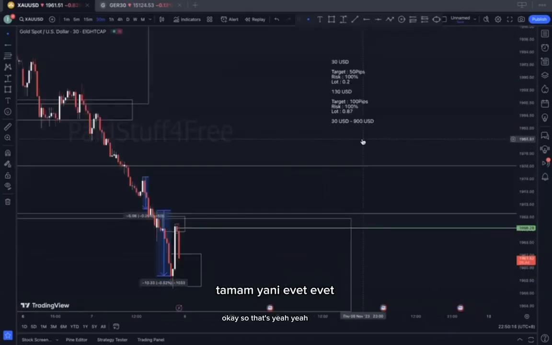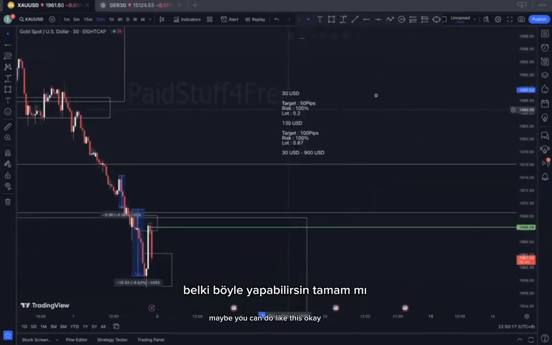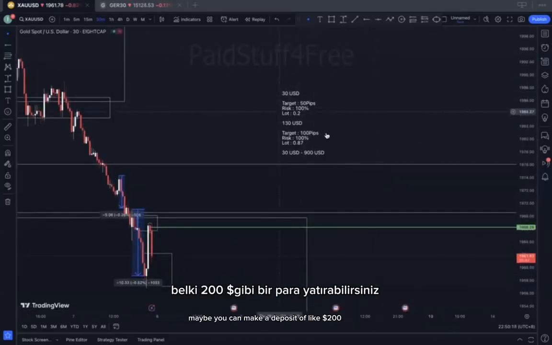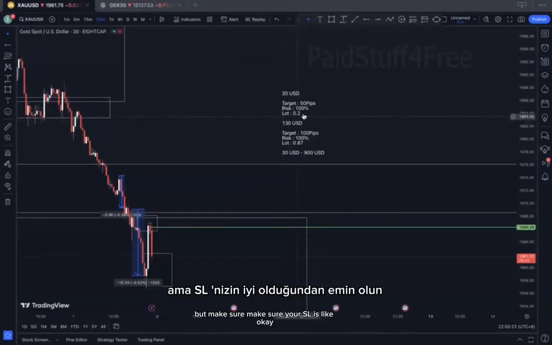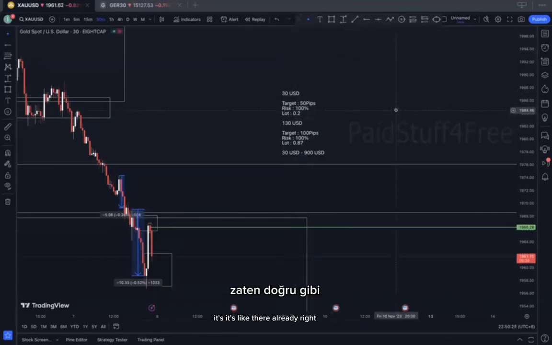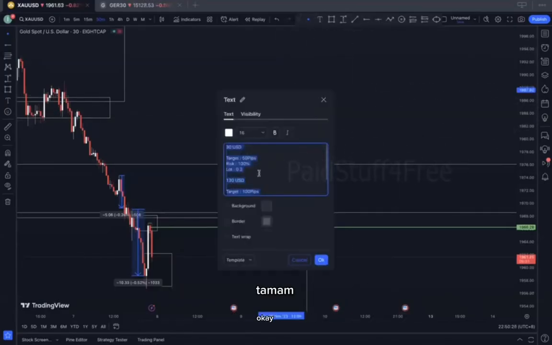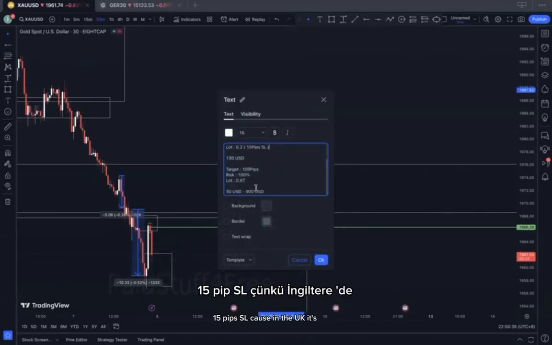Okay, maybe you can do it like this. Maybe you can make a deposit of like $200 and then try to risk like $30, something like that. But make sure your SL is okay. It's like there already, right? 15 pips SL. Because in the UK it is really difficult to even have 1 to 500 leverage.